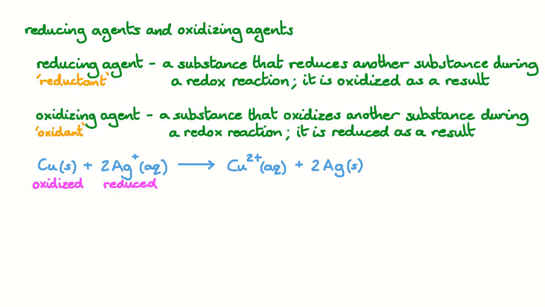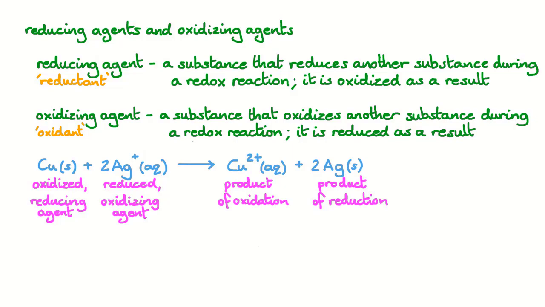So in this example, copper will be oxidized and silver plus will be reduced. Copper will be the reducing agent and silver plus will be the oxidizing agent. And the copper 2+ ions will be the product of oxidation and the silver atoms will be the product of reduction. Now that we've looked at the mechanics of reduction and oxidation and redox reactions, let's have some practice.